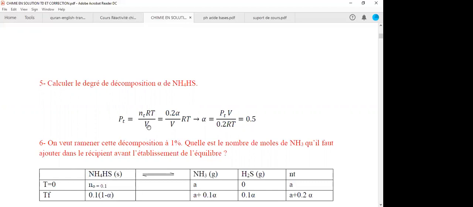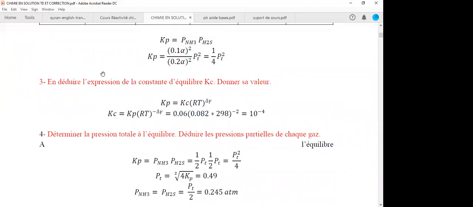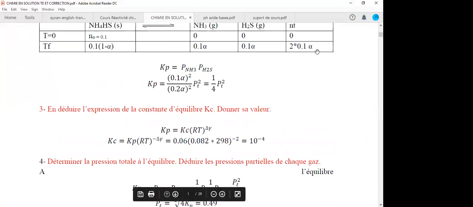Again, pay extra attention. The number of moles is only the number of moles of the gases which we consider here. So it's the number of moles of the gas. The number of moles of the gas is 2 times 0.1 alpha, which is 0.2 alpha.